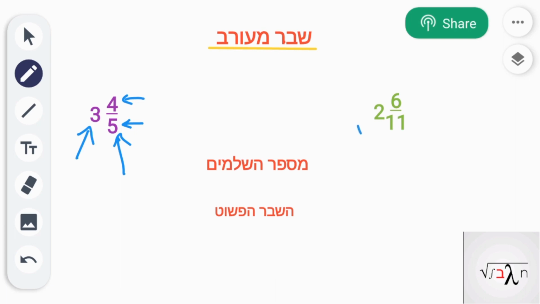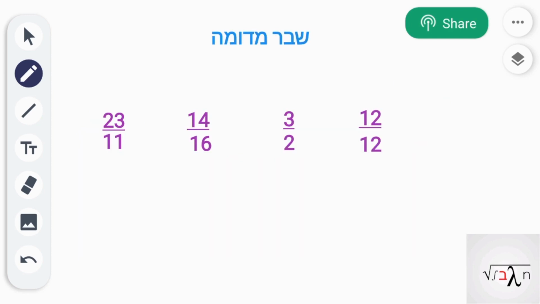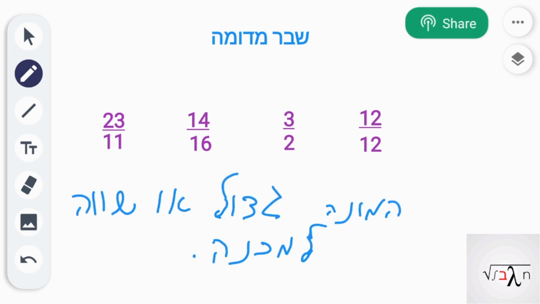Let's have a look at the second fraction. The whole number is 2, and the proper fraction is on its right, 6/11. Don't forget, we'll identify every mixed number by the whole number and the proper fraction, in which the numerator is less than the denominator. An improper fraction is a fraction where the numerator is equal or greater than the denominator. Let's see if you can identify the fraction that isn't an improper fraction.